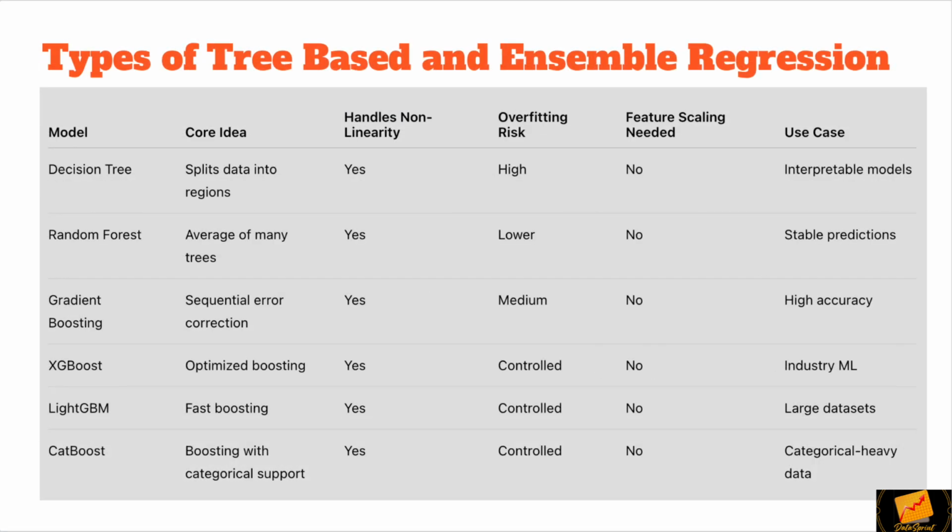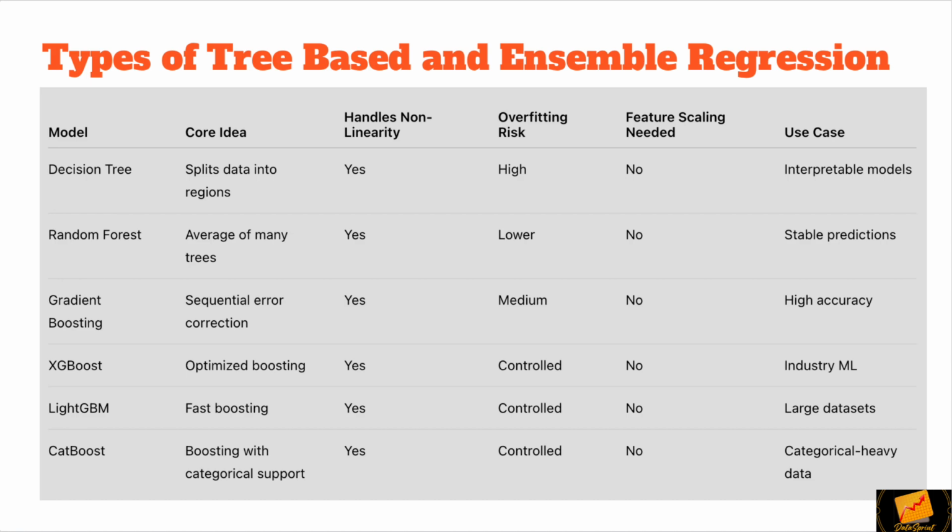Tree-based models do not assume any linear relationship between input and output. Decision tree regression works by splitting the data into smaller regions and making predictions based on the average value within each region. Random forest regression combines multiple decision trees and averages their predictions, which helps reduce overfitting and improves stability.